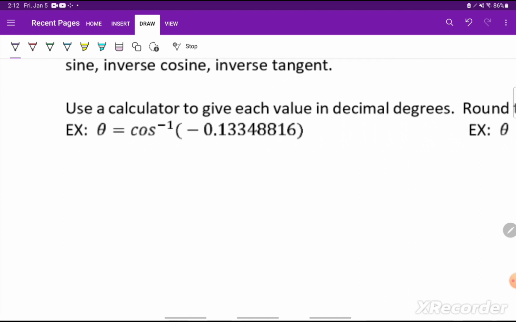They're asking us to give our answer in decimal degrees, so make sure your calculator is in degree mode. And we're just putting this right into our calculator, cosine inverse of negative 0.133488816. And we'll get theta equals 97.671 degrees.